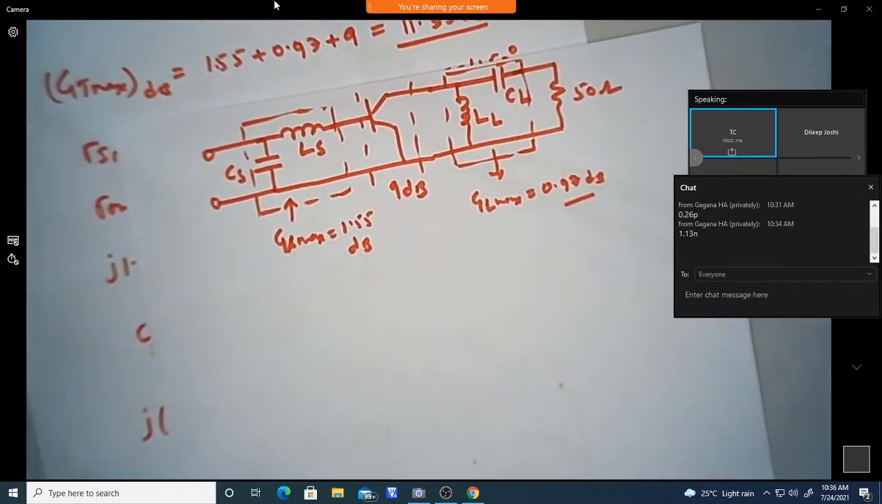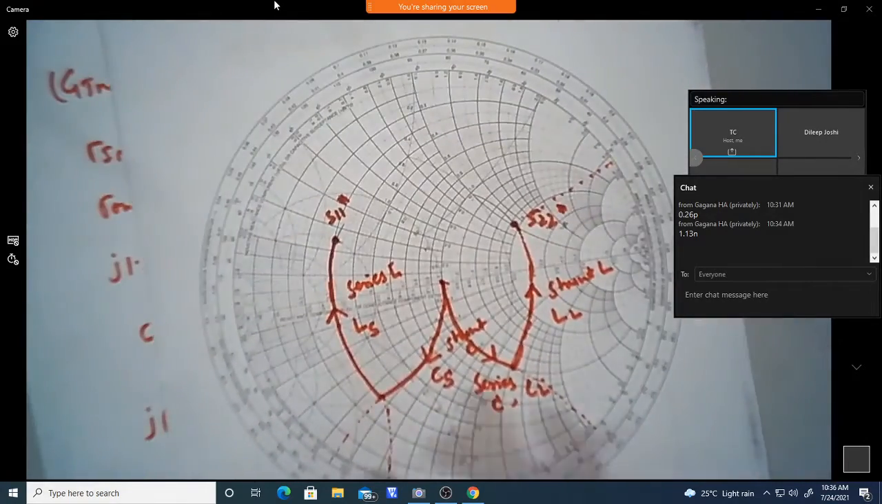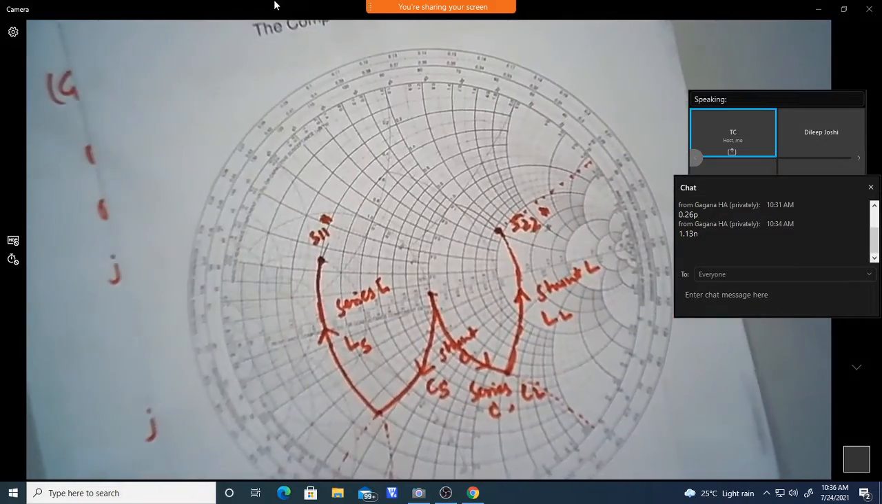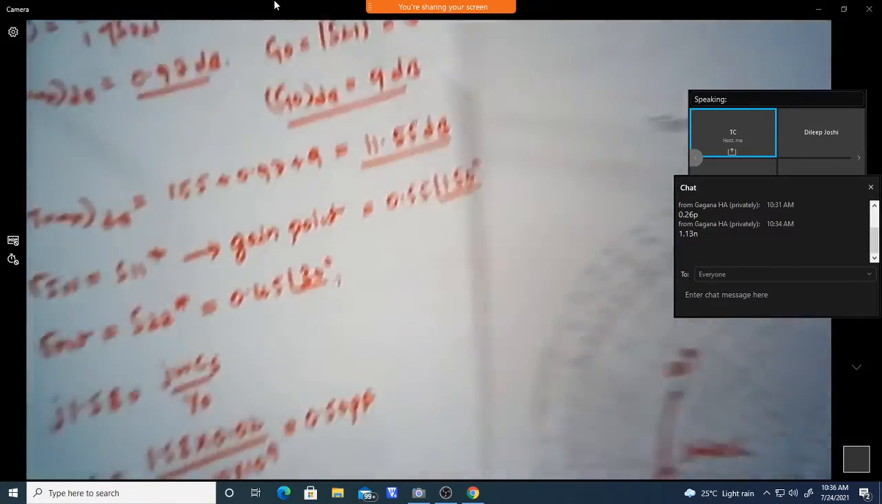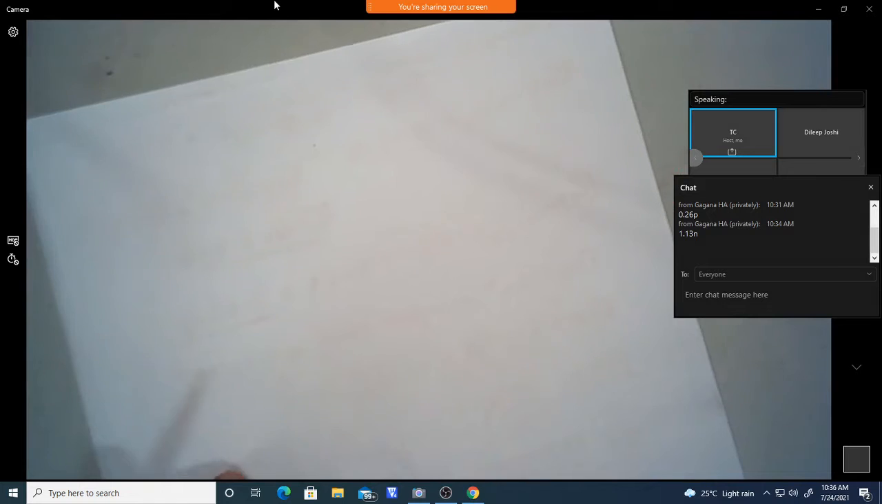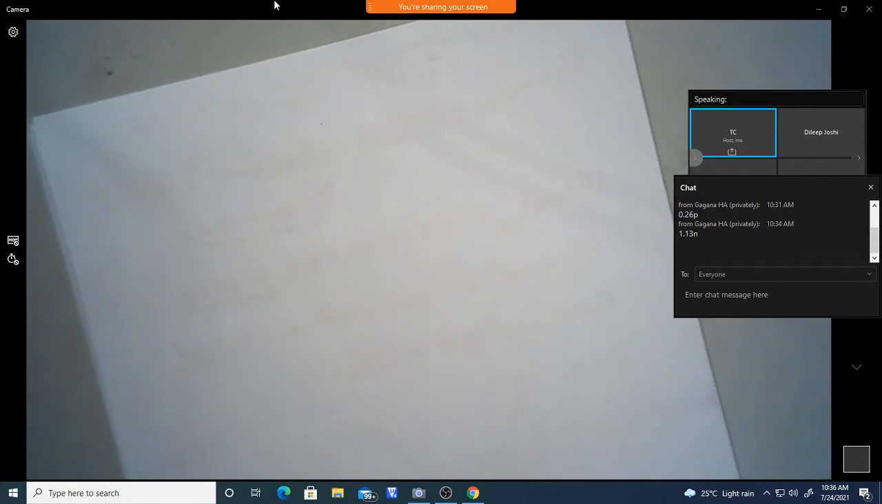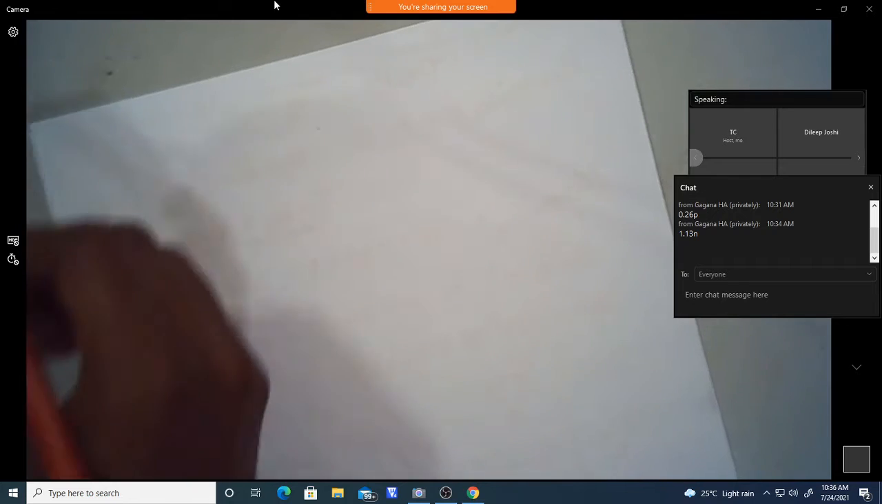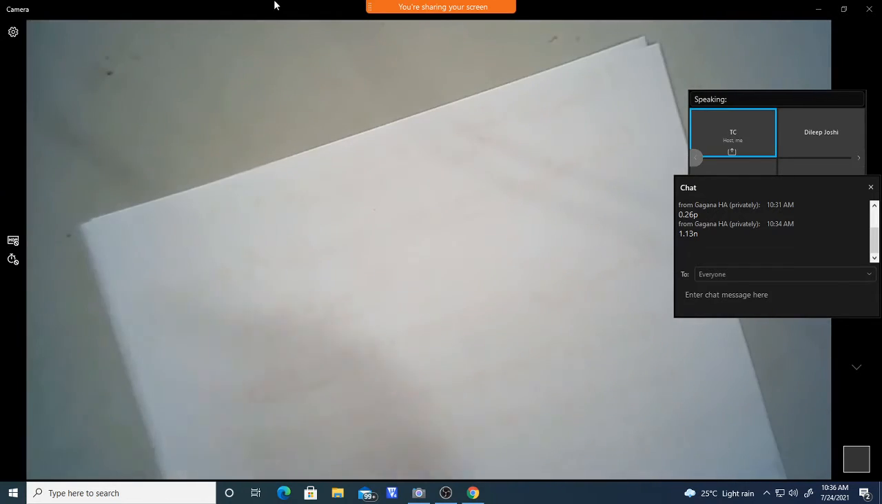Okay, so is it understood? Any doubt in this? How we can obtain the gain points and matching network? If you have any query, you can ask. Otherwise we will do one more similar problem so that we can understand better. So take this problem and try to do this for the maximum gain amplifier.